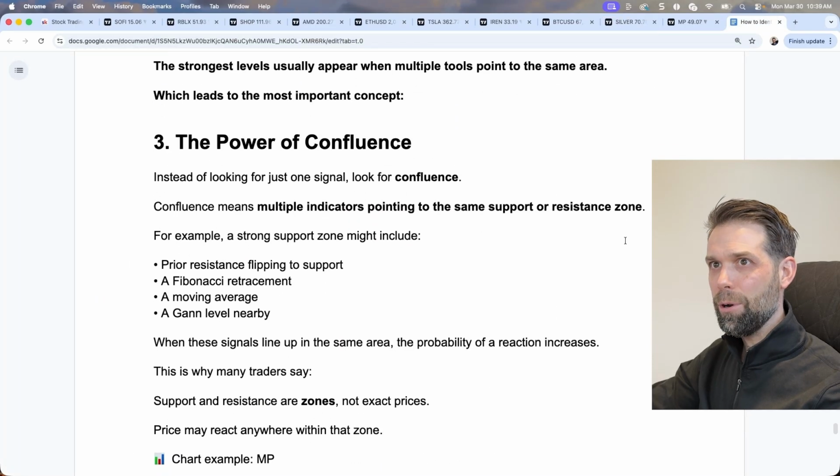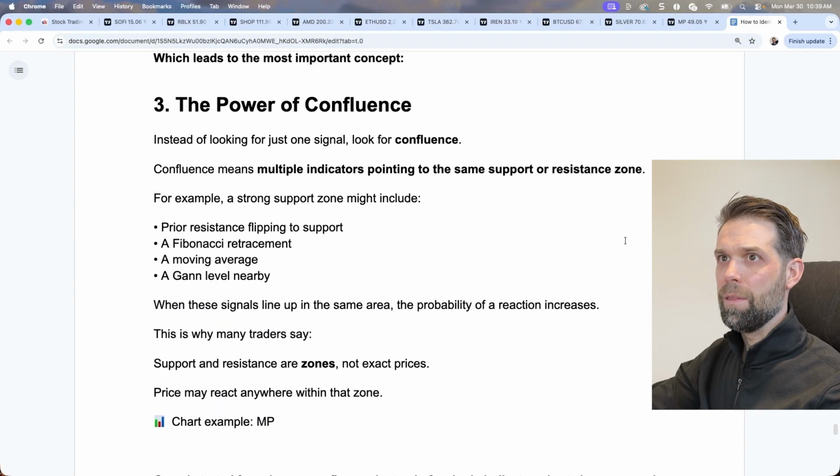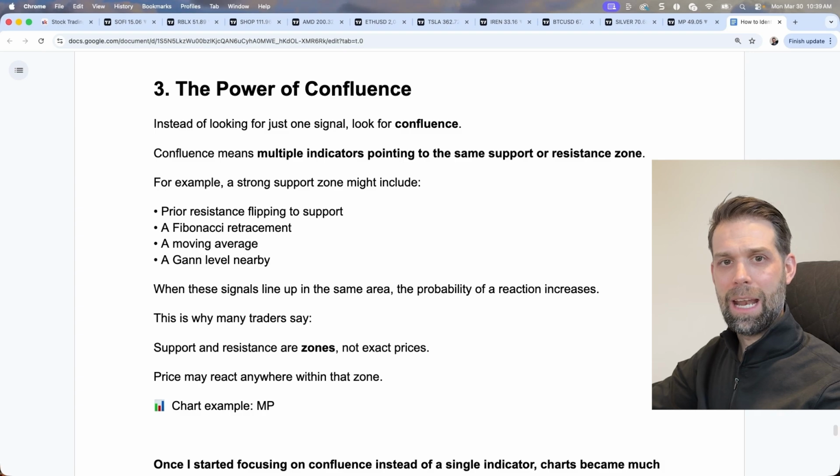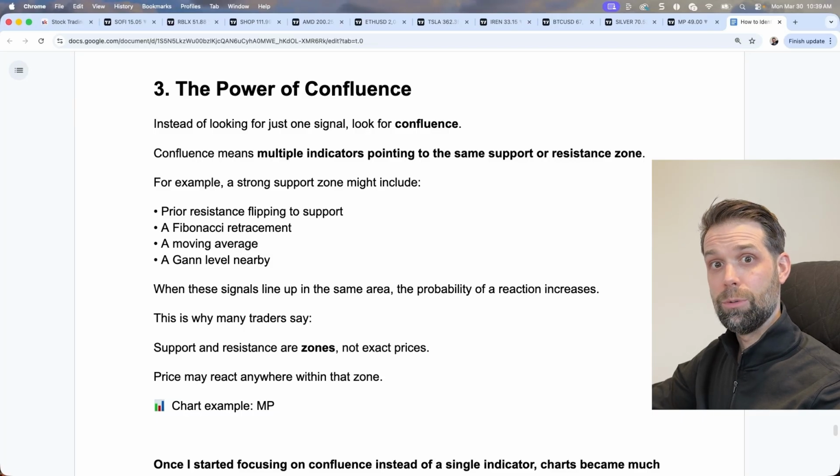So the power really comes in with this word confluence, and that means finding an area that has confluence, meaning finding an area on a price chart where multiple tools line up. And that's going to give you the better probability that that zone is going to either act as resistance or it's going to act as support.